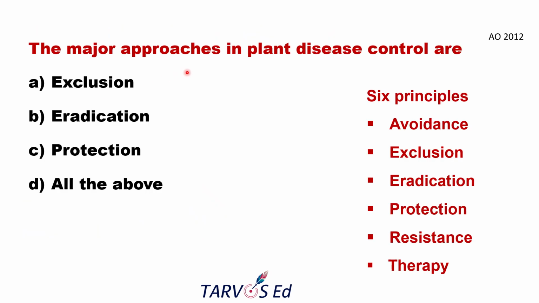Next, the major approaches in plant disease control are... Generally, there are six principles in plant disease control: avoidance, exclusion, eradication, protection, resistance, and therapy. They have given three from the six principles, so the answer will be all of the above.